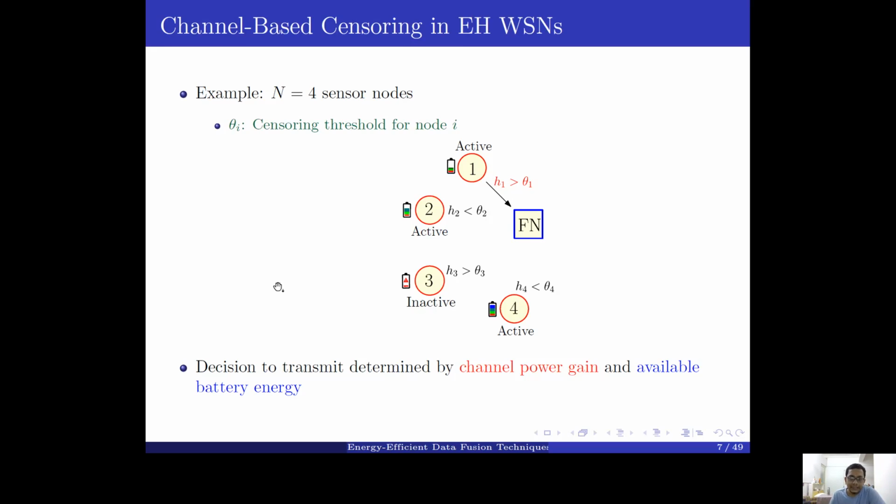Thus, here the decision to transmit is determined not only by the channel power gain but also by the available battery energy. This is in contrast with what is seen for conventional wireless sensor networks, where the decision to transmit was determined only by the channel power gain.